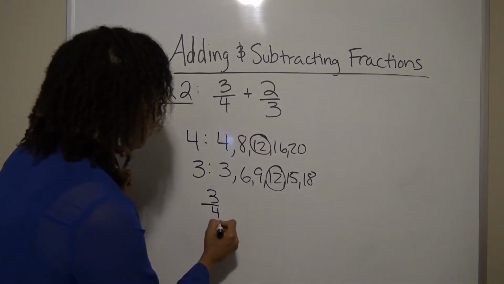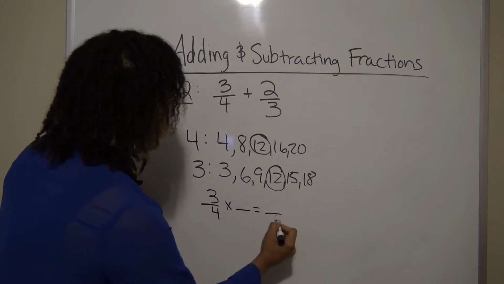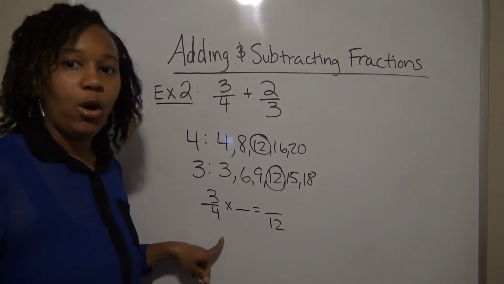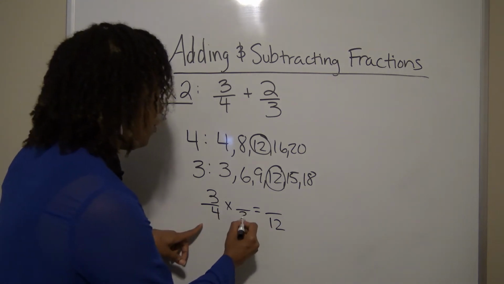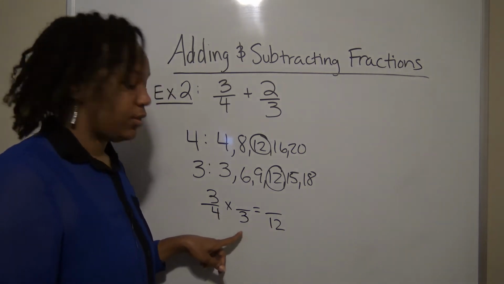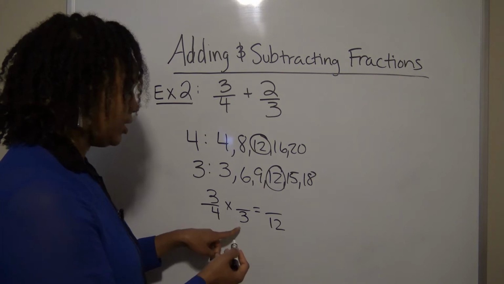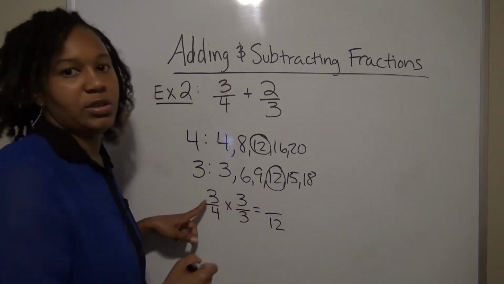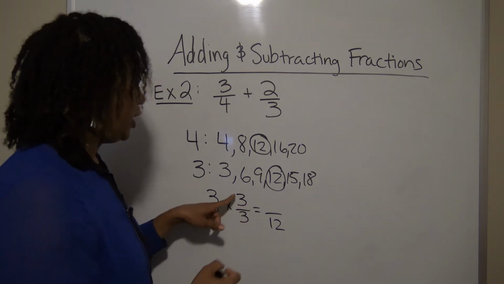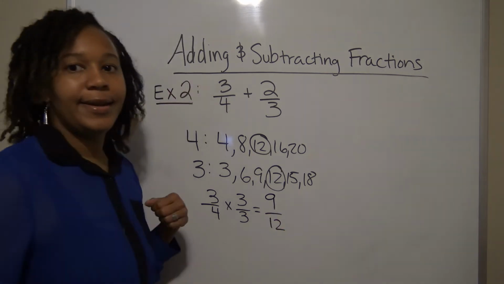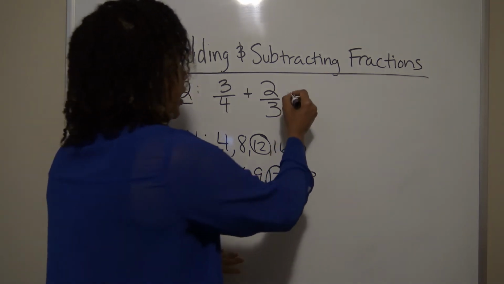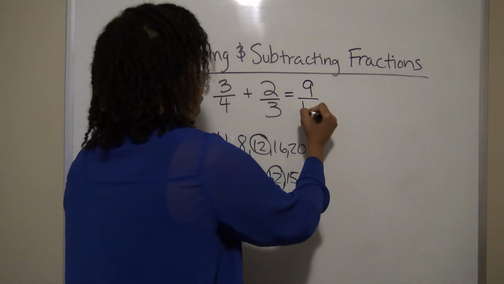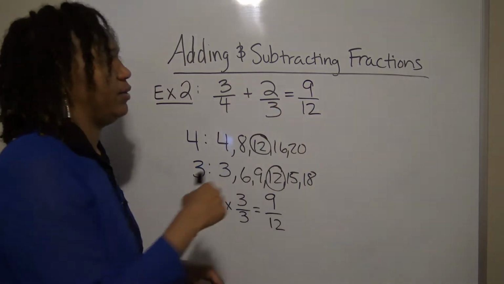So I'm going to start with 3/4. I need to figure out what do I need to multiply 4 by in order to make it have a denominator of 12. Well, I need to multiply 4 by 3. 4 times 3 is 12. And whatever I multiply the denominator by, I also have to multiply the numerator by. So 3 times 3 is 9. So 3/4 is equivalent to 9 over 12. So I'm going to come up here and I'm going to replace 3/4 with 9 over 12.